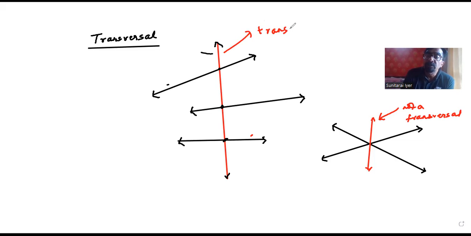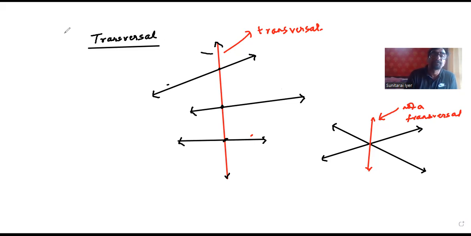What do you mean by transversal? I told you what coplanar lines are: lines which lie in the same plane are called coplanar lines. Now I'm teaching you what a transversal is. Transversal exists for coplanar lines. A transversal is a line which intersects two or more coplanar lines at distinct points. Are you getting me, children?